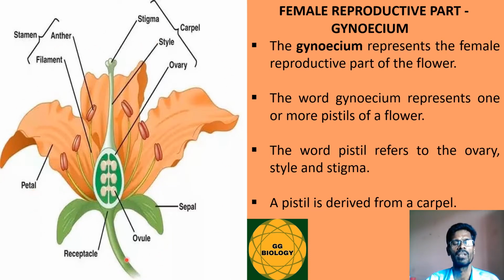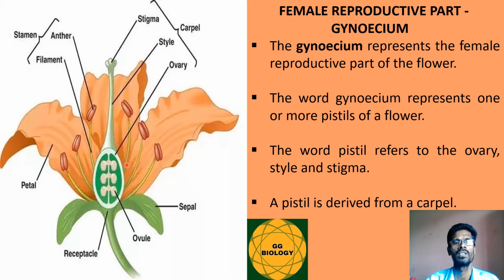So usually the flower is made up of 4 whorls, 2 outer whorls and 2 inner whorls. The outermost whorl is the calyx, made by sepals, so they are usually green in color. The second whorl is the corolla, made up of the petals, which are the brightly colored portion of the flower. The third whorl is the androecium, made up of the stamens.